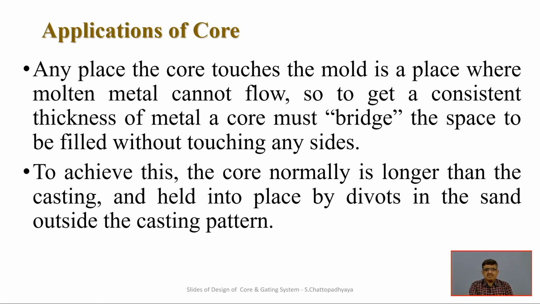So any place the core touches the mold is a place where the molten metal cannot flow, because wherever the sand is there, there will not be flow of molten metal. So to get a consistent thickness of metal, the core must have some bridging space to be filled out without touching any sides. So some kind of gap has to be made in order for the molten metal to flow to the appropriate places. And to achieve this, the core is normally longer than the casting, so that it makes this appropriate formation inside the cavity, held in place by divots in the sand outside the casting.